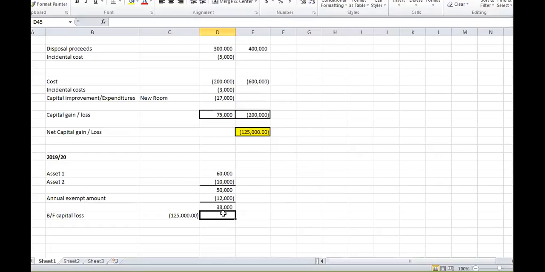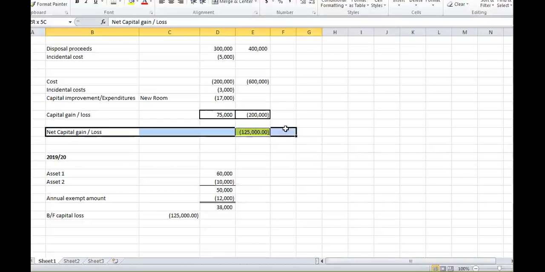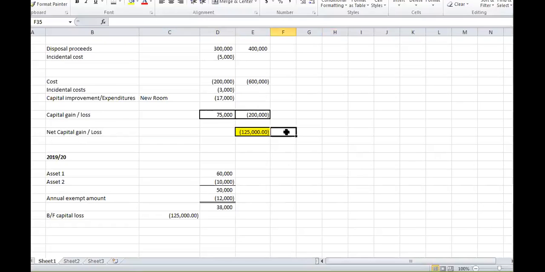If you have net capital loss, just like in 2018-19, you can see you have net capital loss of 125,000 pounds over here. So if you have net capital loss, it will be carried forward and it will be adjusted in the next years. So we have brought forward capital loss of 125,000 pounds, of which 38,000 pounds will be adjusted in the current year, and this is called taxable gain.